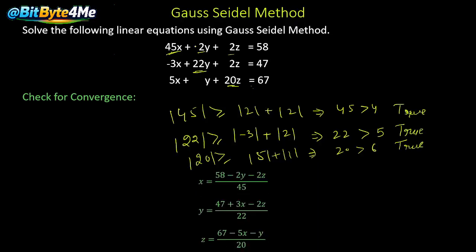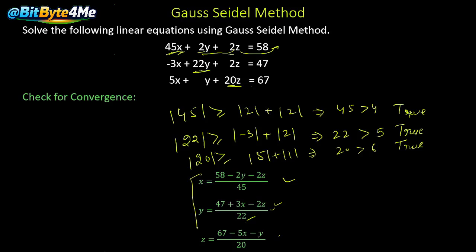So now next step is to find the value of x from the first equation. So take these two elements on the other side, which will become 58 minus 2y minus 2z, and we will divide it by 45, so over 45. So this is the value of x. From this equation find the value of y, which will be 47 plus 3x minus 2z over 22. And third one is find the value of z from this equation. So z equation will be 67 minus 5x minus y divided by 20.